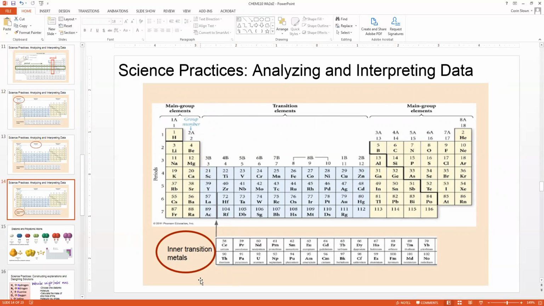And while we probably will do some work with intertransition metals, they're probably outside of the scope of this course other than understanding where they fit in the periodic table.